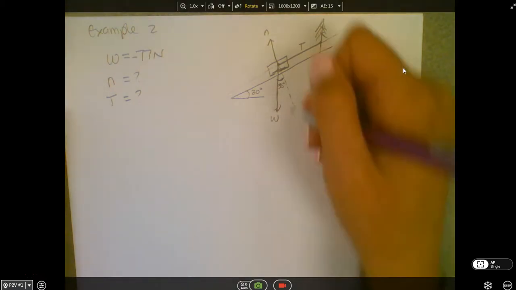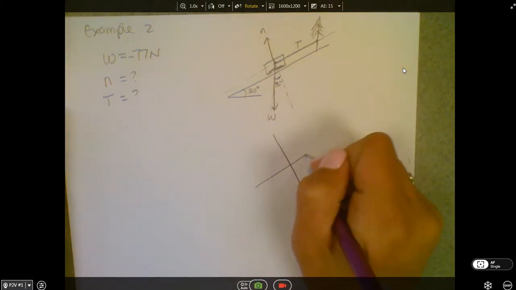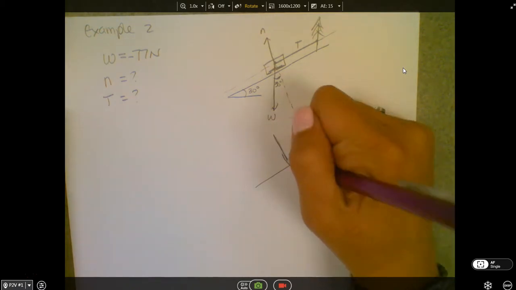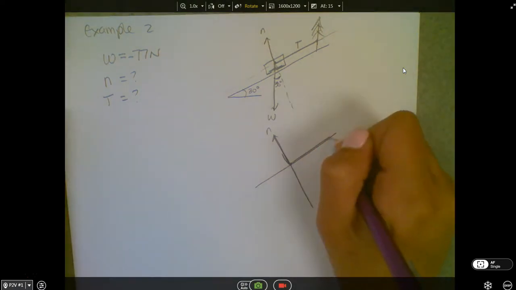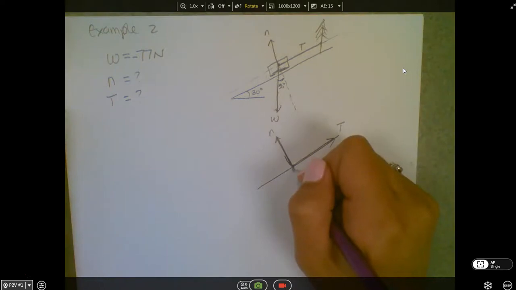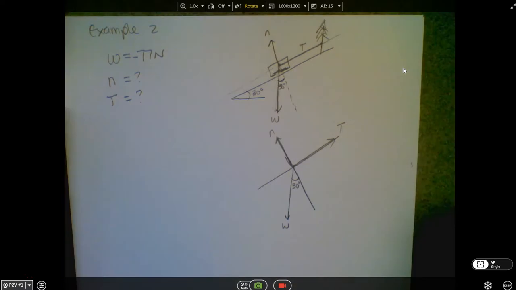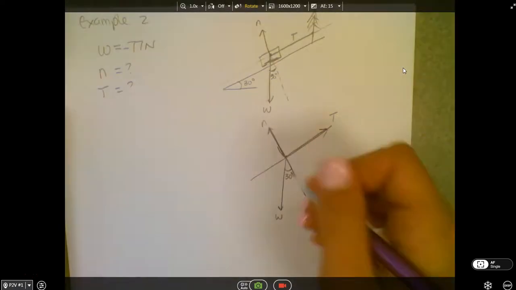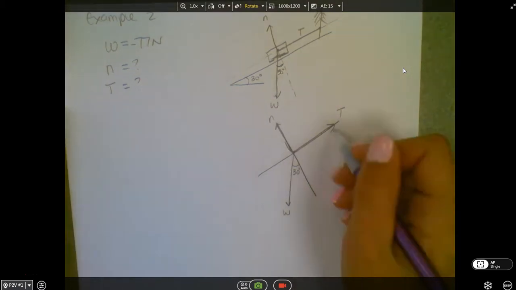So if I draw my x and y this way, right, so here's my y, here's my x, I have my normal force pulling directly in the y, I have my tension pulling directly in the x, and I have my gravity, my weight, pulling 30 degrees right there. So it may not be the exact same angle, but that's the picture. So what we want to do is try to figure out what's going on here.